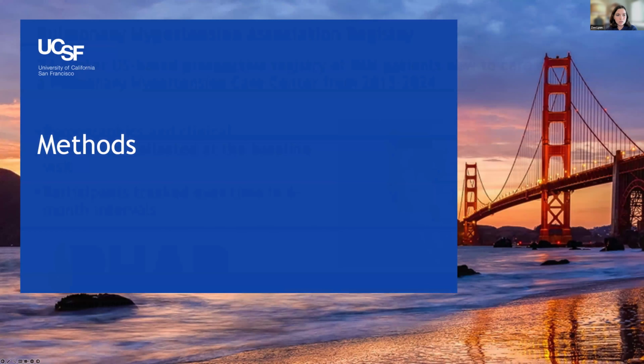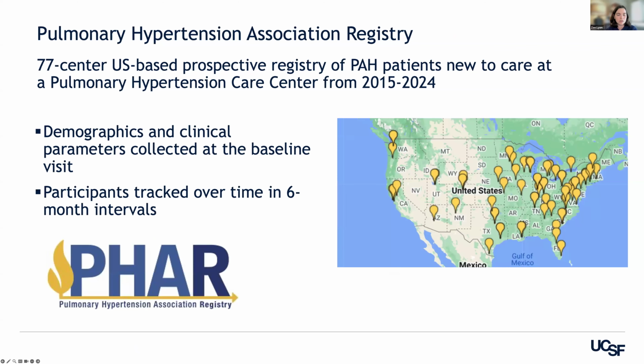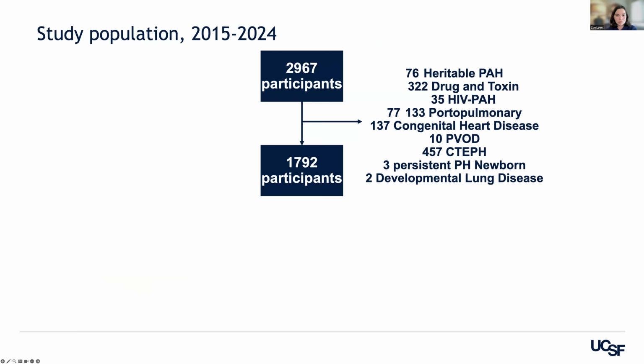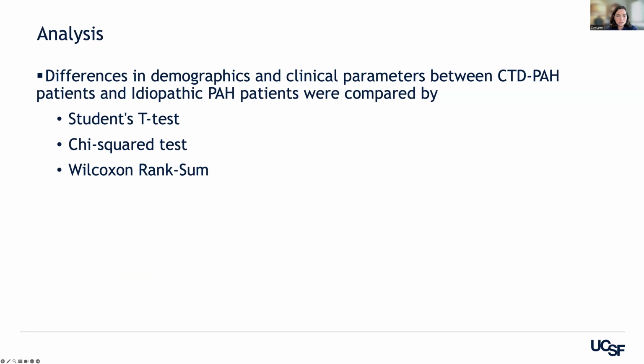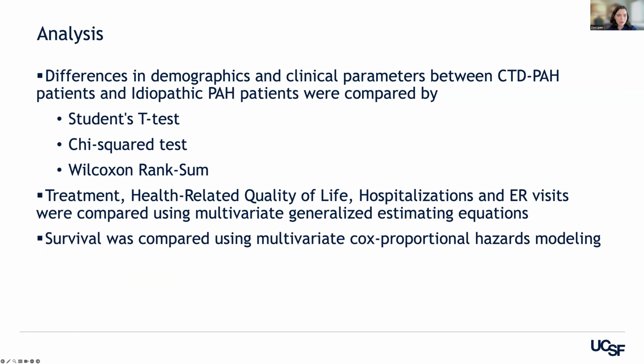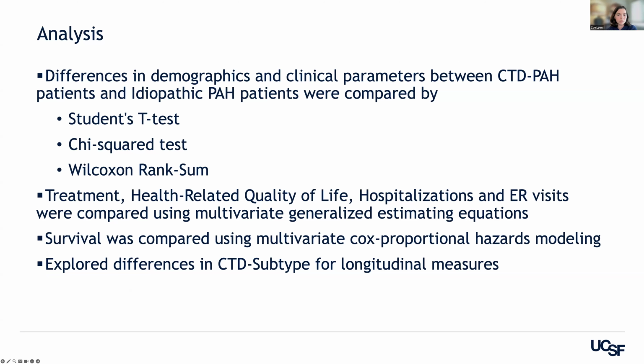So to answer this question, we used the Thur, which is a 77-center US-based prospective registry of PAH patients who are new to care at a pulmonary hypertension center of excellence. It started enrolling in 2015, and it continues to enroll. For our study population, we started with about 3,000 registrants. We excluded those with diagnoses other than CTD-PAH or idiopathic PAH. We ended up with our two main subgroups, and then further stratified based on subtype of CTD. We used standard statistical methods for our analysis, and then we also looked at differences in CTD subtype for longitudinal measures over the course of our study.